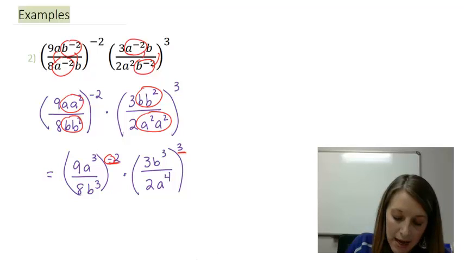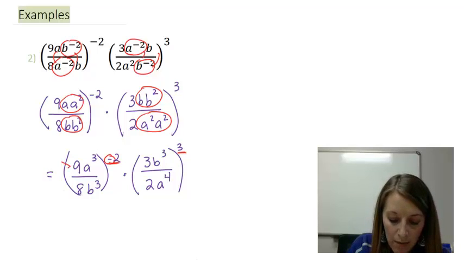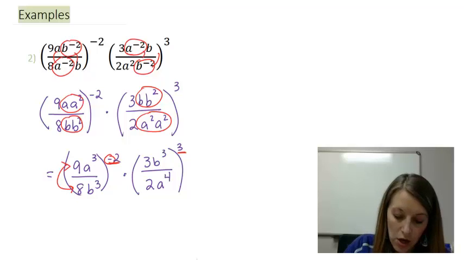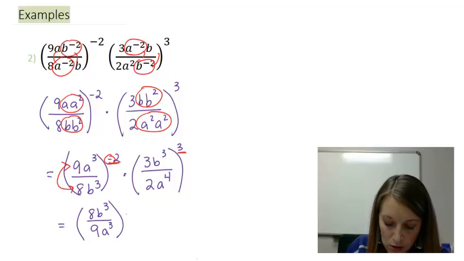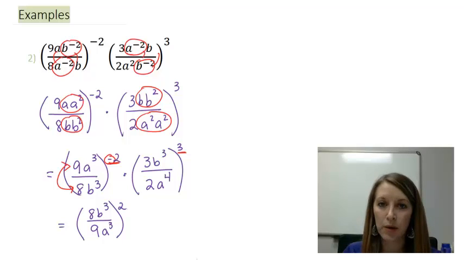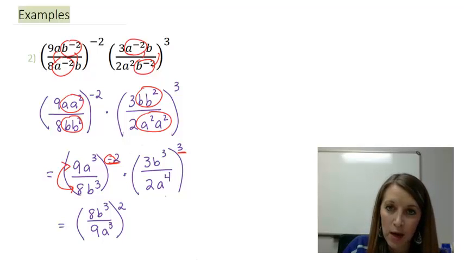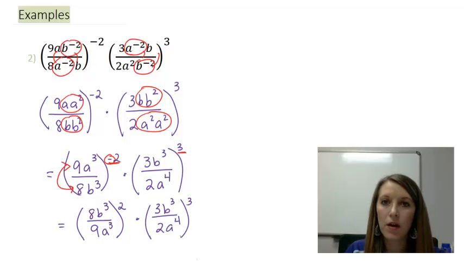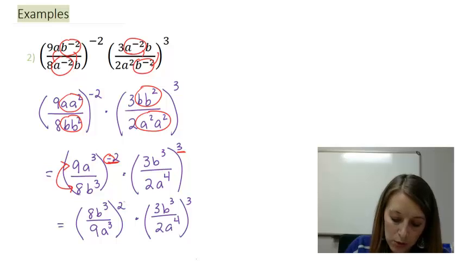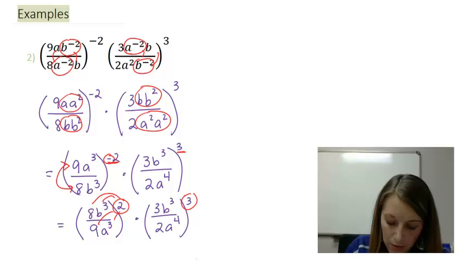This exponent has a negative attitude, so I'm going to do that by flipping the whole house. So I'm going to rewrite that as 8b cubed over 9a cubed to the positive second exponent. Now I can simplify this guy over here, but to keep my steps consistent, I'm going to go ahead and just rewrite them as is. Okay, so now I'm going to simplify these exponents on the outside by distributing them through.